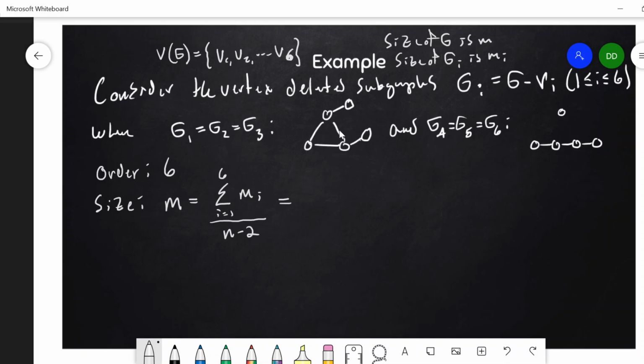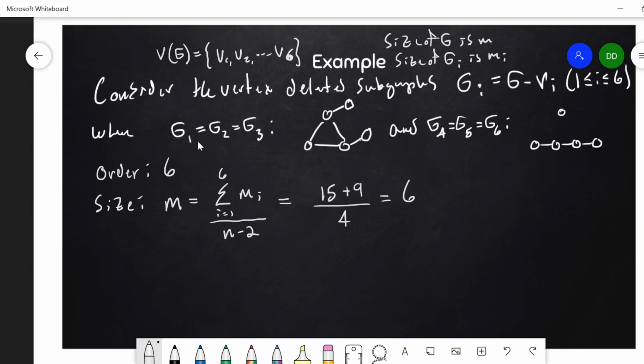So let's see, 1, 2, 3, 4, 5. Each of these is size 5. I have 3 of them, so that's 15, the contribution from those vertex deleted subgraphs. 1, 2, 3. Each of these has 3 edges in it, so that's another 9 from those vertex deleted subgraphs. N is 6, so that's divided by 4. This tells me that the original graph must also have size 6. So order is the same as the size. That means it must be a unicyclic graph. So I'm able to surmise that much.